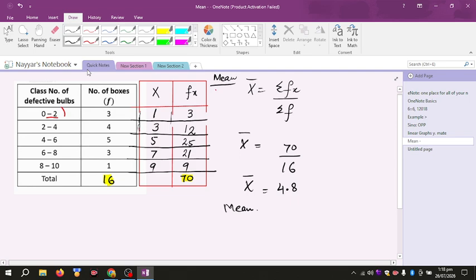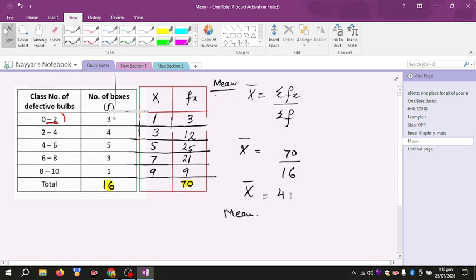Okay, so this is 4.3. Right? So we will just write it down as 4.3. This is not 4.8, this is 4.3. If we round it off, we can simply write it in the form of a whole number. If you want to round off 4.3, we can write it as 4. So our mean is 4. Both values are correct. If you want to write it like this or this, both ways are correct.